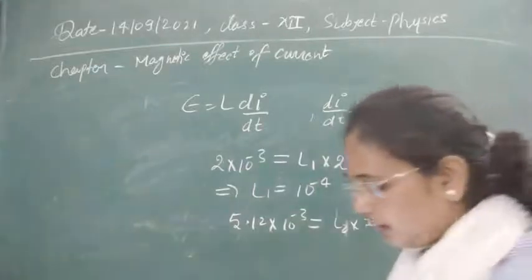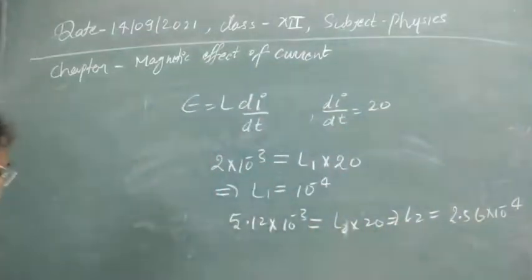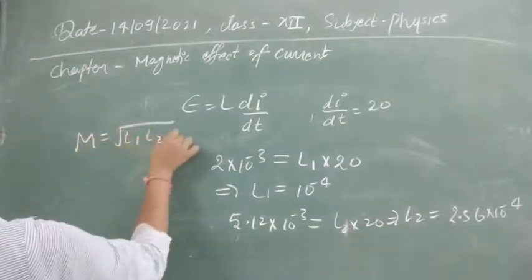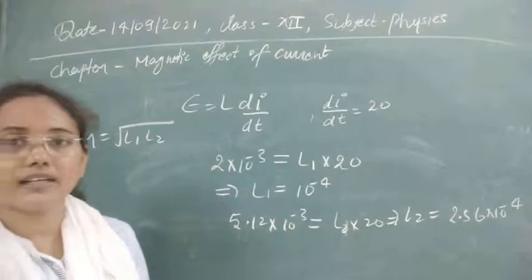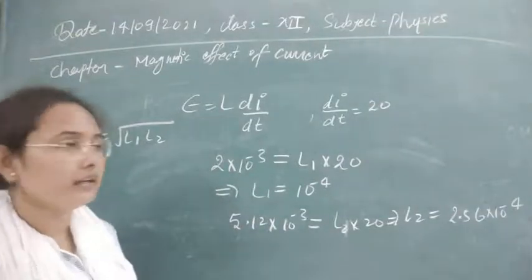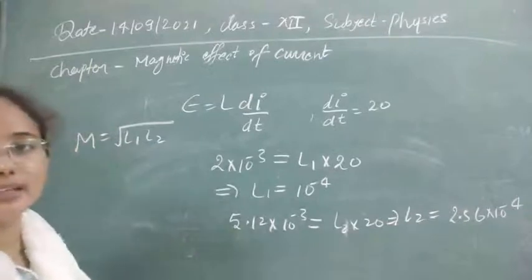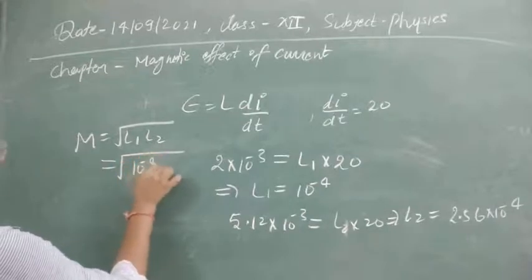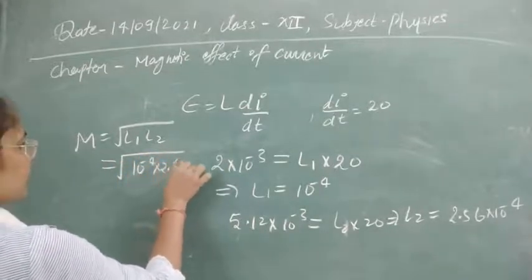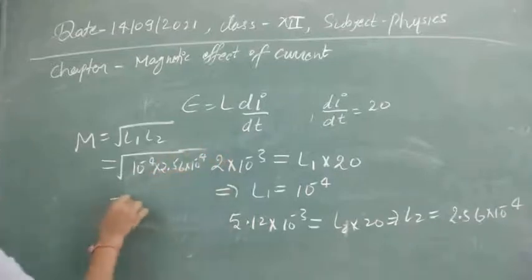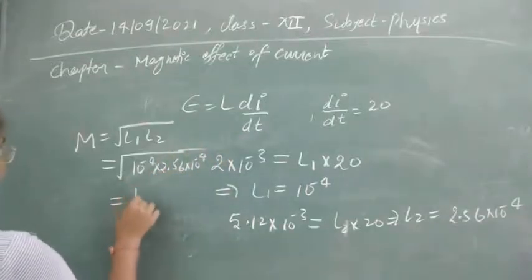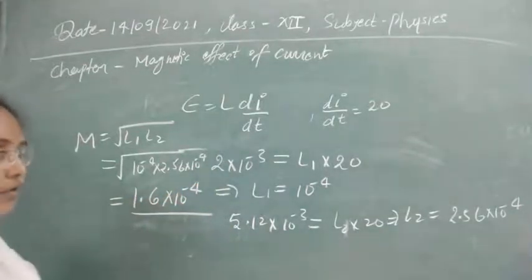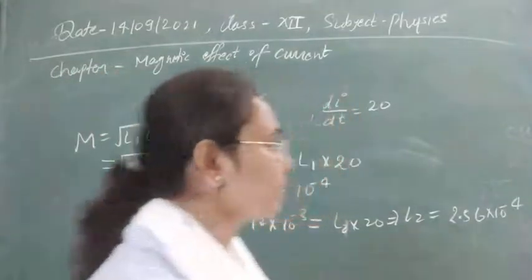Then you know that the mutual inductance M is equal to root of L1 L2. Whenever two coils that have self-inductances L1 and L2 are coupled together, their mutual inductance is calculated this way because they are related by this formula. Now if we put the value of L1, that is 10 power minus 4, and the value of L2, 2.56 into 10 to the power minus 4, and solve, we find 1.6 into 10 to the power minus 4. This is the value of mutual inductance that we have found out.